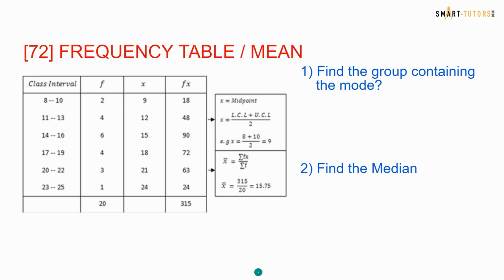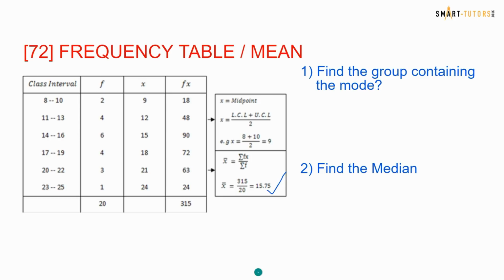So f times x is fx. F times x: 4 times 12 is 48. 6 times 15 is 90. 4 times 18 is 72. 3 times 21 is 63. 1 times 24 is 24. And add all the fx, which is 315. So add all the fx, 315, and divide by f, which is 20, which is the mean.